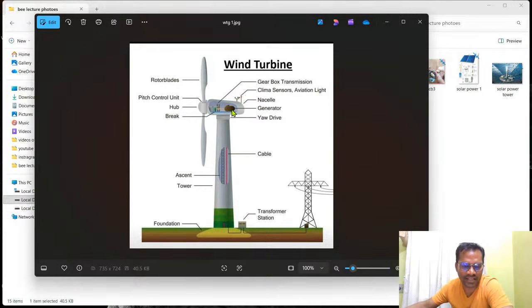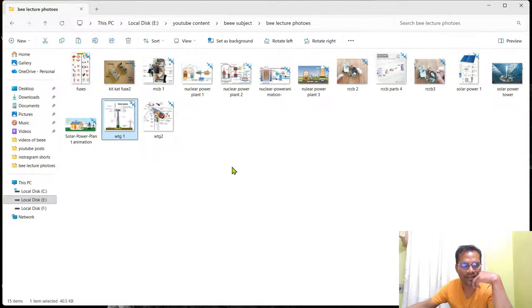The alternator cables are brought out, and here at the bottom you have a step up transformer. From the step up transformer we transfer the power. And this is the foundation, which we have to maintain every 6 months. Let's see the different components we have.